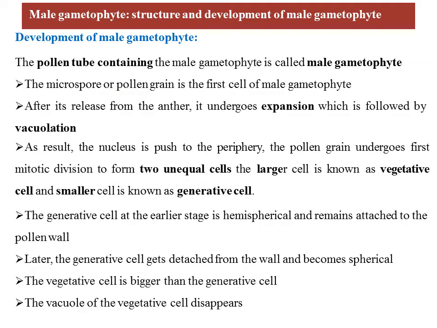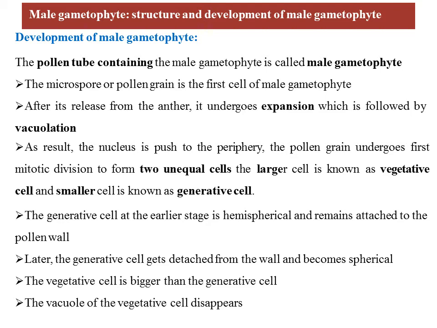Now, next, male gametophyte structure and development of male gametophyte. First of all, development of male gametophyte. The pollen tube containing the male gametophyte is called male gametophyte. The microspore or pollen grain is the first cell of the male gametophyte. After its release from the anther, it undergoes expansion, which is followed by vacuolation. As a result, the nucleus is pushed to the periphery.